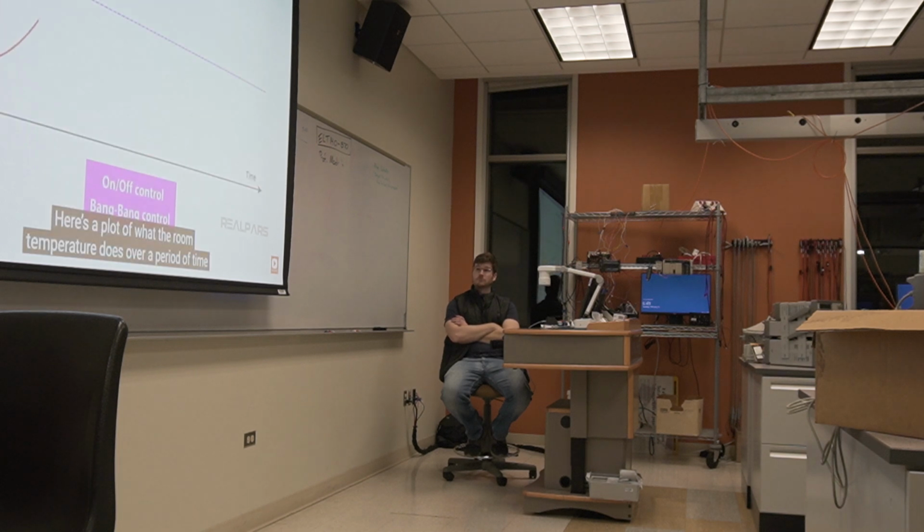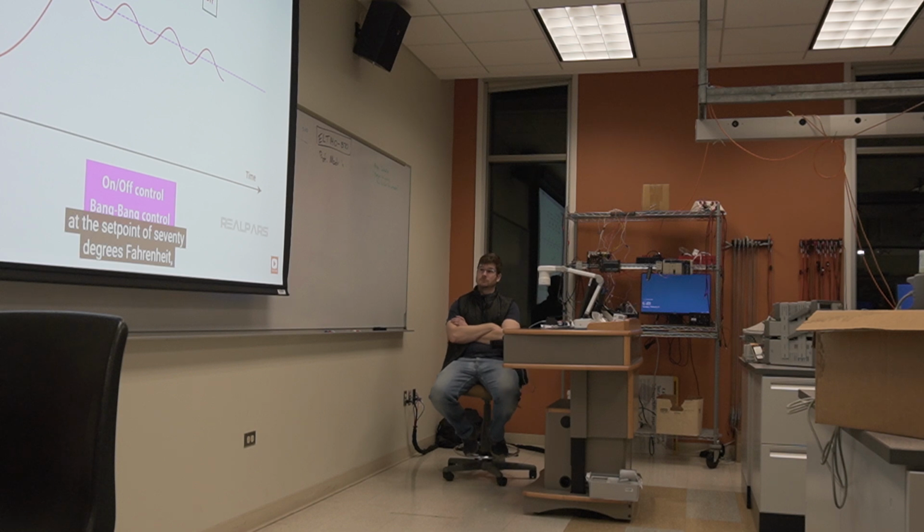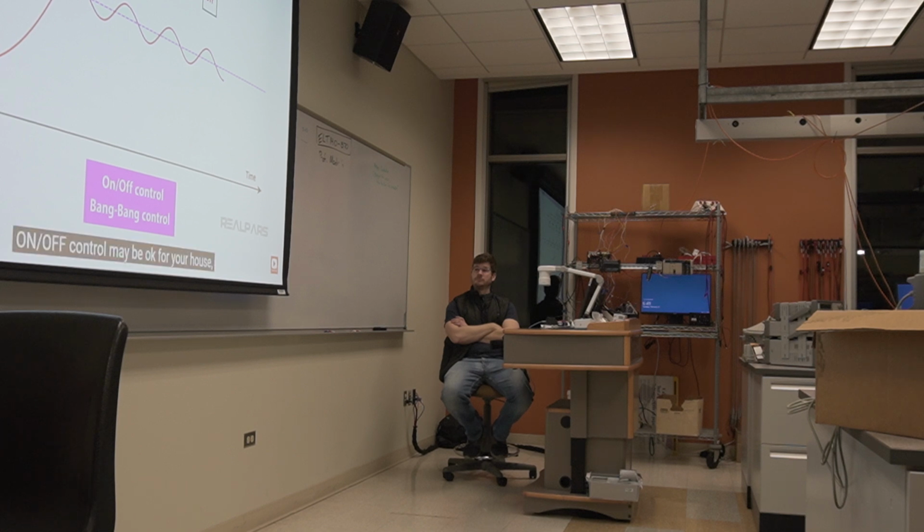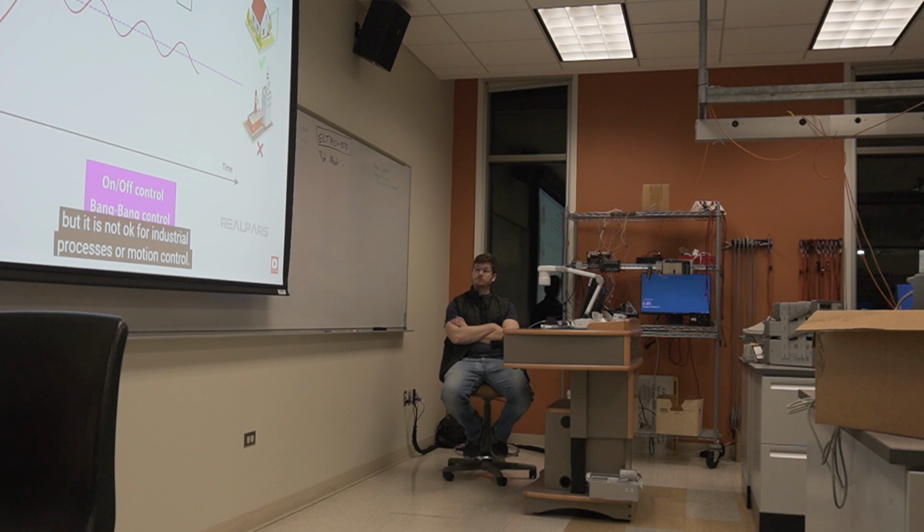Here's a plot of what the room temperature does over a period of time as the furnace turns on and off. As you can see, the temperature is not exactly held at the set point of 70 degrees Fahrenheit, but cycles above and below the set point. On-off control may be okay for your house, but it is not okay for industrial processes or motion control.